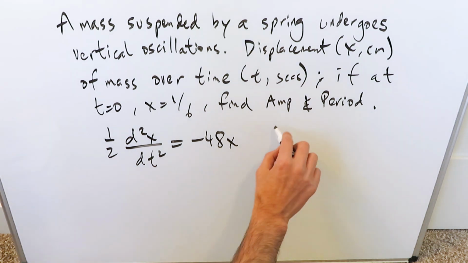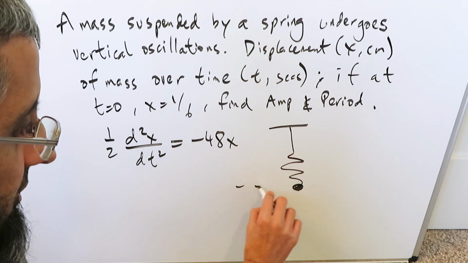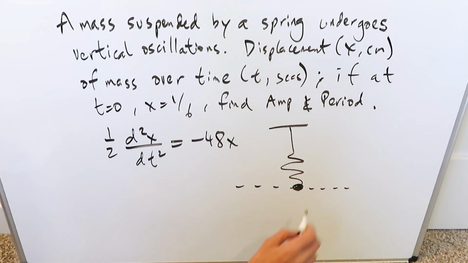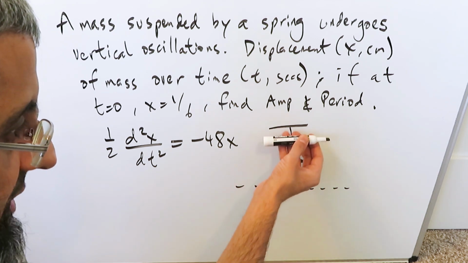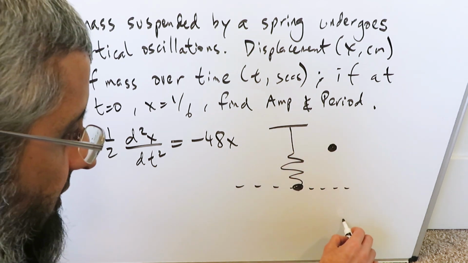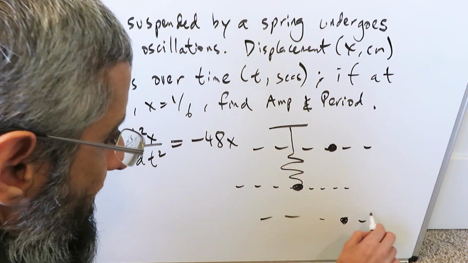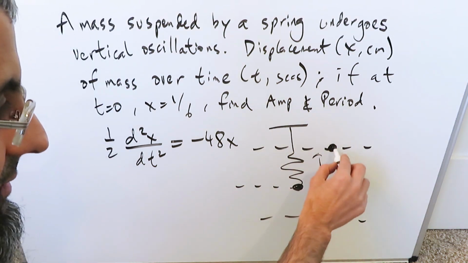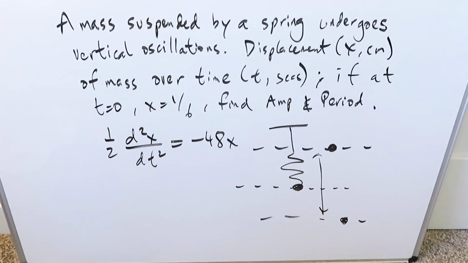You have a certain mass which is suspended and it looks something like this. Here's my mass, and this right here is your equilibrium position. If you were to pull it down and let it go, it would start oscillating, or if you were to squeeze it up and let it go, it would start oscillating, and you would see that there will be two positions of maximum displacement. You would have one position here and one position here as this thing goes back and forth. This right here is your maximum positive displacement, this here is your maximum negative displacement.